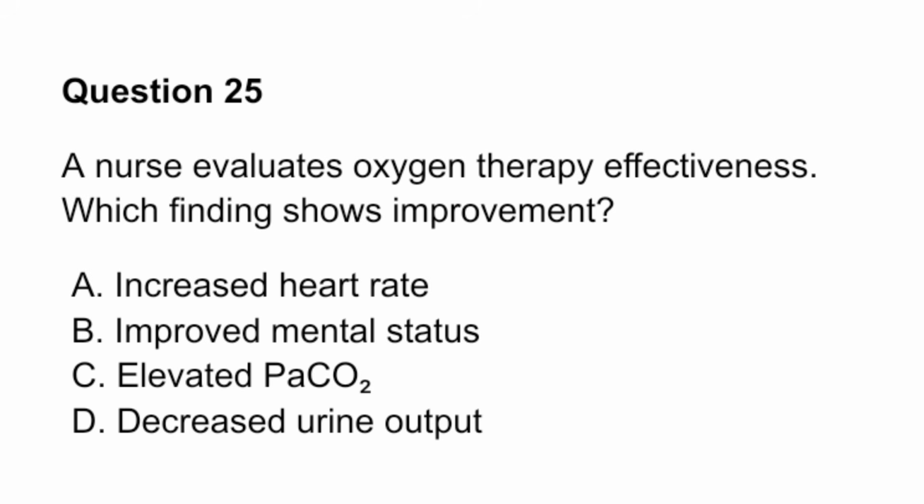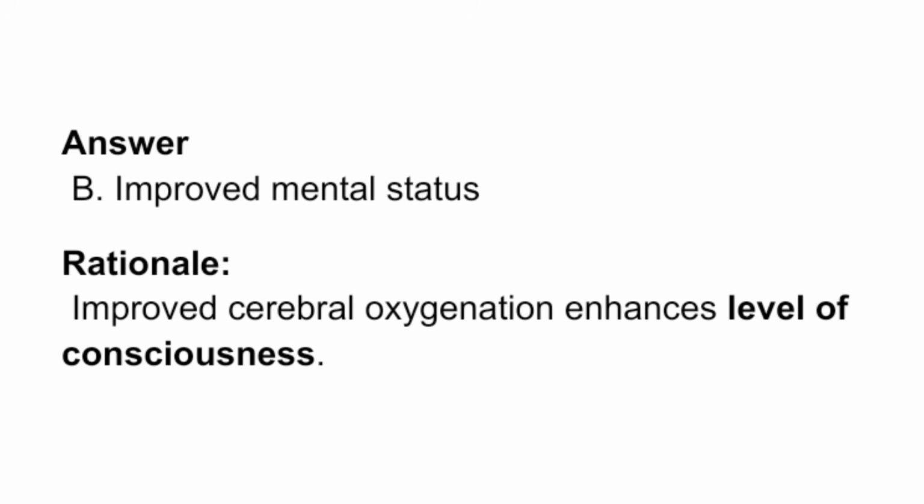Question 25. A nurse evaluates oxygen therapy effectiveness. Which finding shows improvement? A. Increased heart rate. B. Improved mental status. C. Elevated PaCO2. D. Decreased urine output. Answer: B. Improved mental status. Rationale: improved cerebral oxygenation enhances level of consciousness.